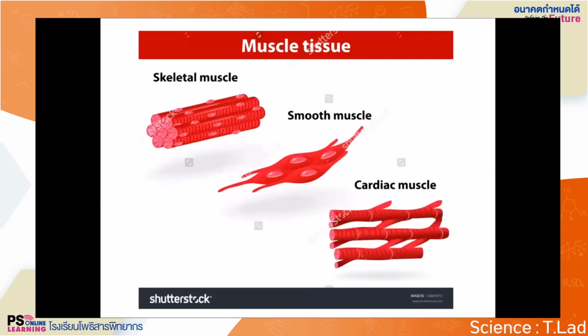So here are the three types of muscles: skeletal muscles, which are attached to the bones, smooth muscle, which is found in the internal organs, and cardiac muscles, found in the heart. So skeletal is voluntary, we can control the action, while smooth muscle and cardiac muscles are involuntary, meaning we cannot control their actions.